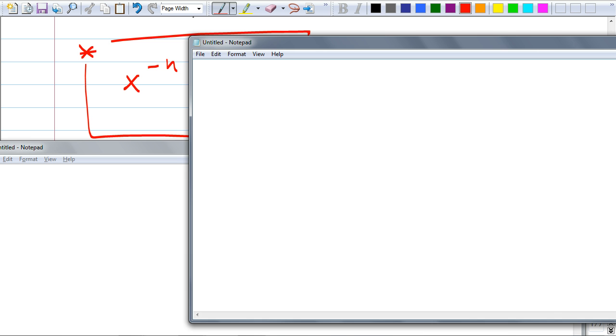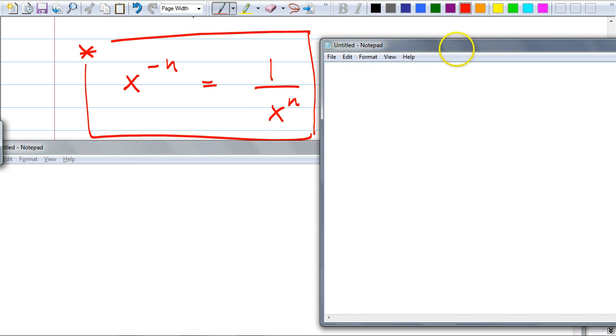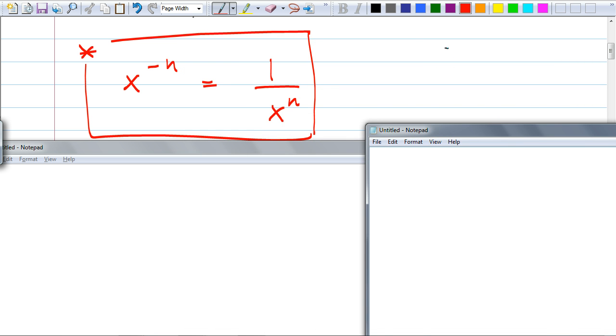So, what did your team come up with? How about Aaron? 1 over x to the n power. That's correct. It is 1 over x to the n power. How many people got this? Raise your hand. Very good. Does this make sense? This is what we expected, right? It becomes 1 over x to the nth power. Again, does this negative exponent make this expression negative? No, it does not. It just makes it 1 over x to the nth power.